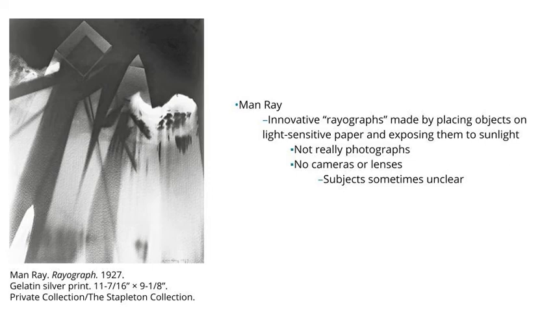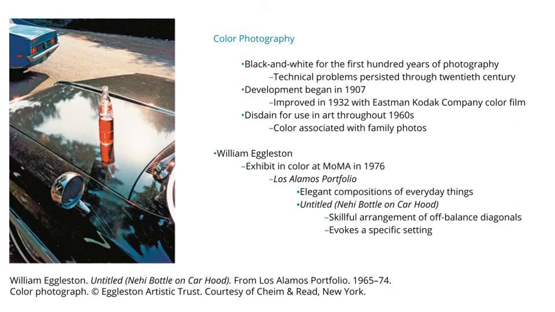And with that, let's get into color photography. Photography was all black and white for the first 100 years of the art form. There were lots of technical problems that persisted through the 20th century in trying to find ways to make color be an option. The development for color photography, no pun intended, began in 1907, and it improved in 1932 with Eastman Kodak Company's color film. Now, that is probably a pretty familiar company name to you.